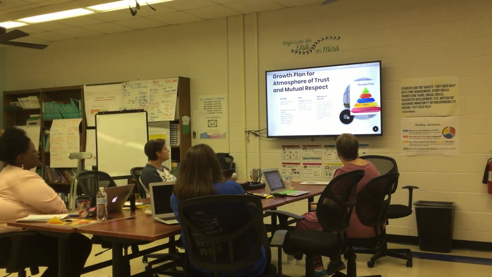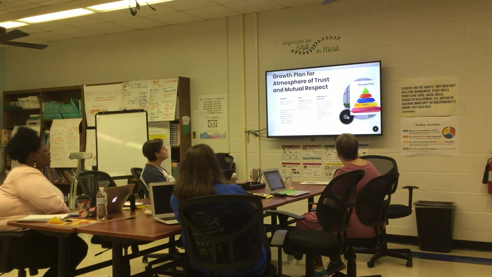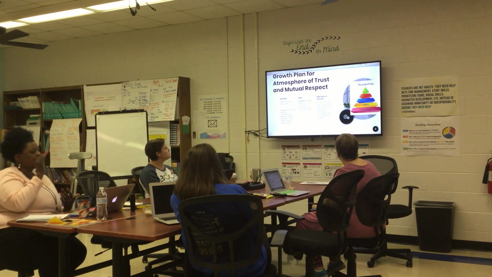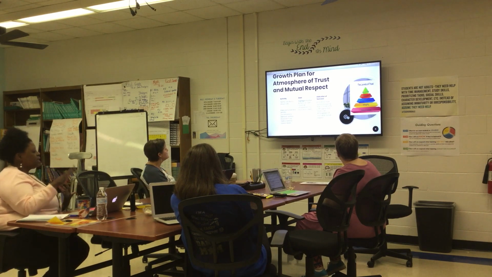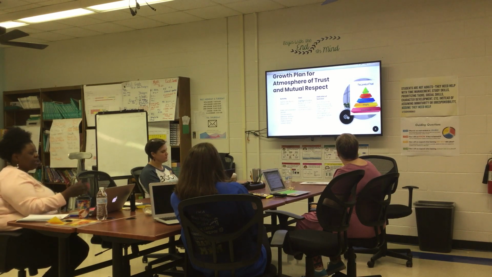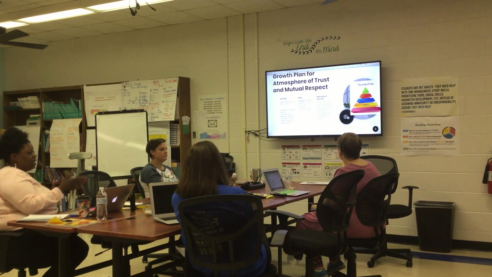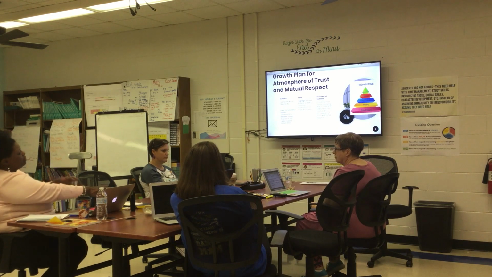Now for the growth plan for the mutual respect and trust, I did research to come up with plans for each one of these components. And anything that we do, we have to make sure that we're using research that even goes back to the survey that was given to the teachers. The survey had to come from a document like the teacher working condition survey that was based on research. So all of the suggestions here are based on research.